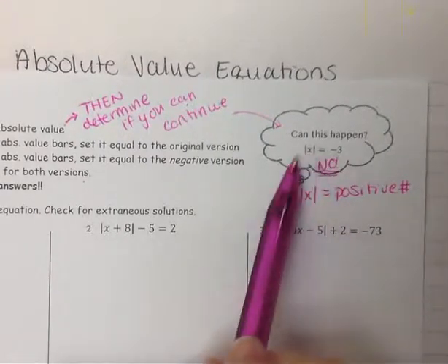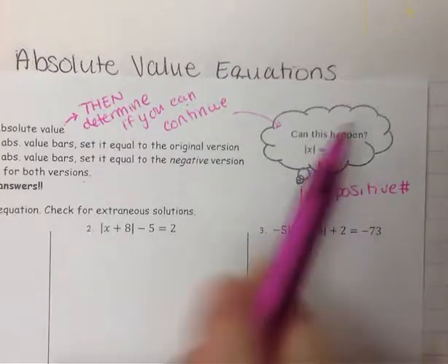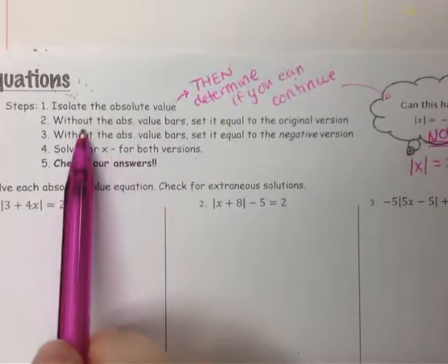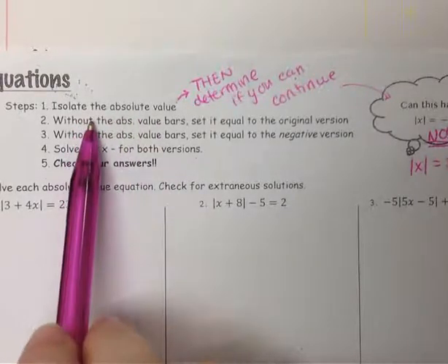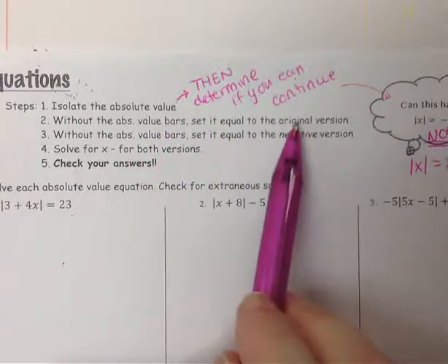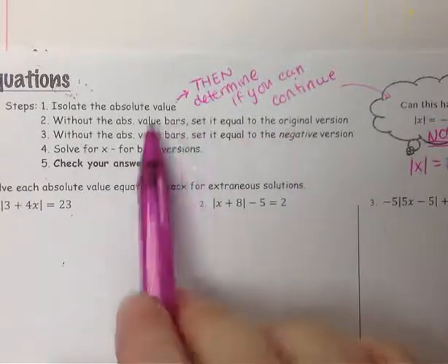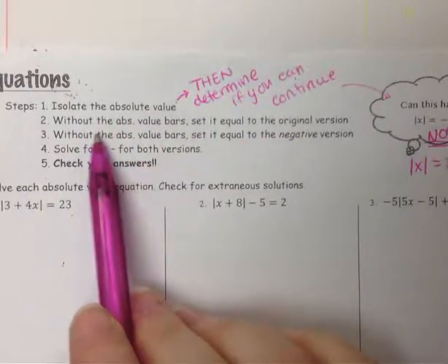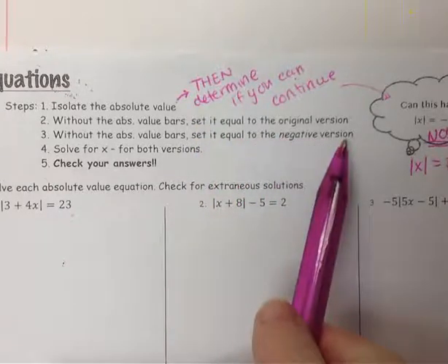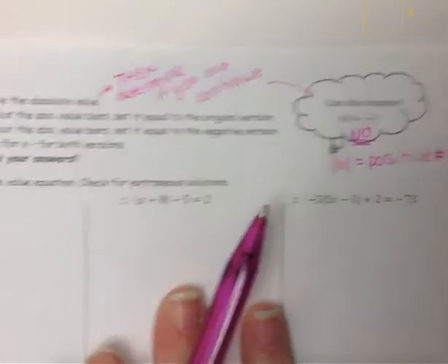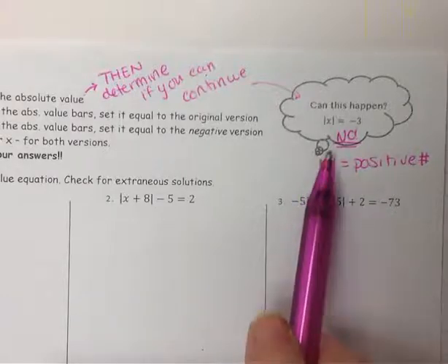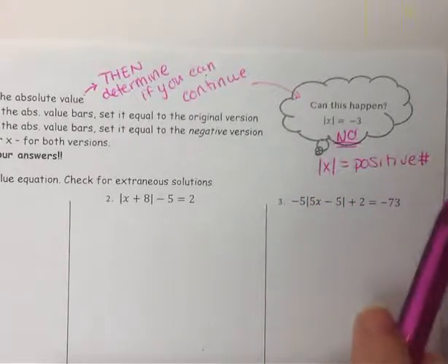But if you have your absolute value isolated and it's equal to a positive, you would continue. Once we have it isolated, we would take the absolute value bars away, and without the absolute value bars, we set the inside equal to the original version. Then we also set the inside part equal to the negative version. Since we're not going to have the absolute value bars anymore, it can equal a negative. But if the absolute value bars are there, you can't have it equal to a negative.